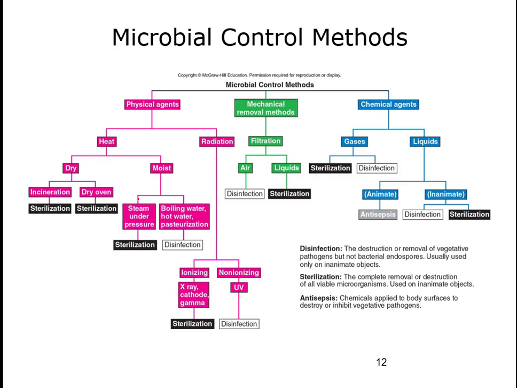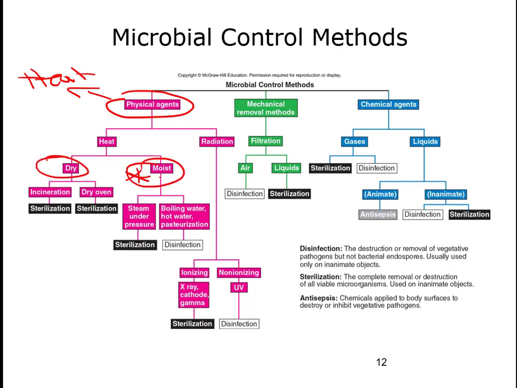There's three main methods we use to control microbial growth. First, we could use physical agents. Physical agents include heat, and we separate this into dry heat and moist heat, moist heat being much more effective than dry heat. And then the second main physical agent is radiation. And radiation could include X-rays, which are ionizing radiation, or UV light, non-ionizing.